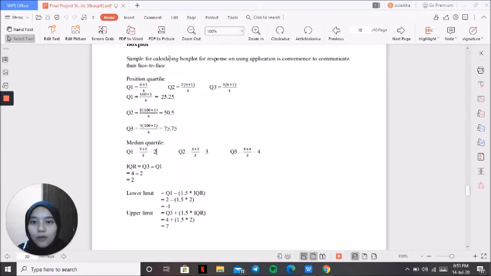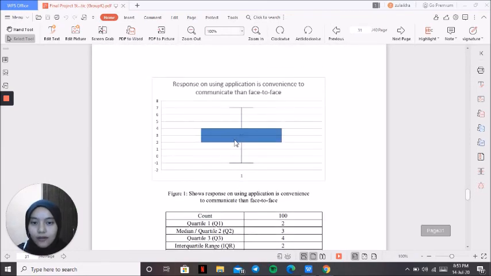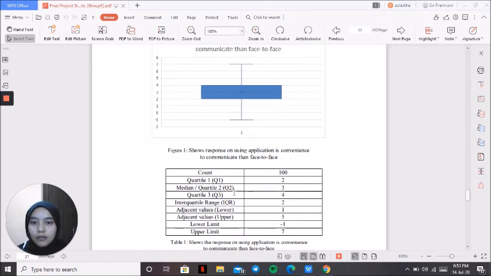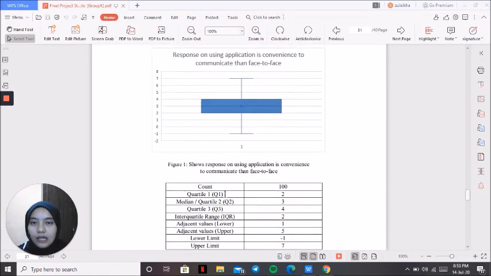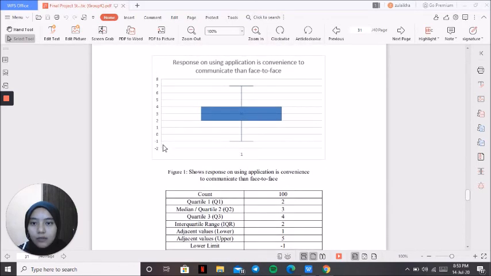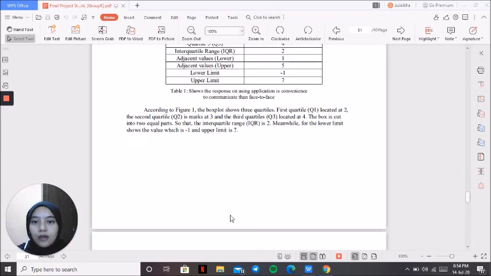So from all this calculation, here is our box plot. And here is the table to conclude the calculation above. The explanation is that the lower limit of the box plot is negative 1. This is the upper limit, 7. And the box is cut into two equal parts so that the interquartile range is 2.